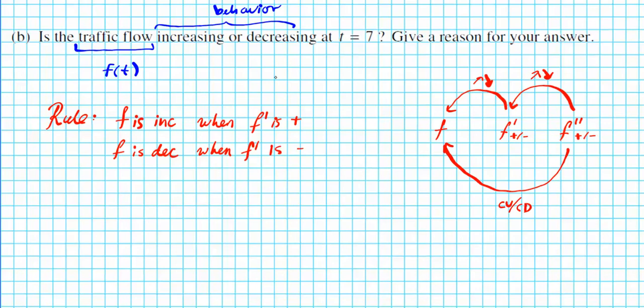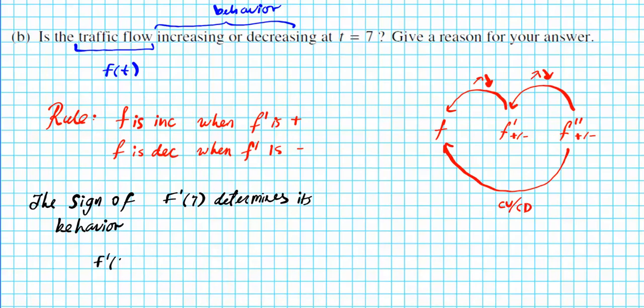So in this problem, we're looking for the sign of f prime at t equals 7. Let's write down that note. The sign of f prime of 7 determines its behavior. All right. So all we're going to do is evaluate f prime of 7 using our calculators.